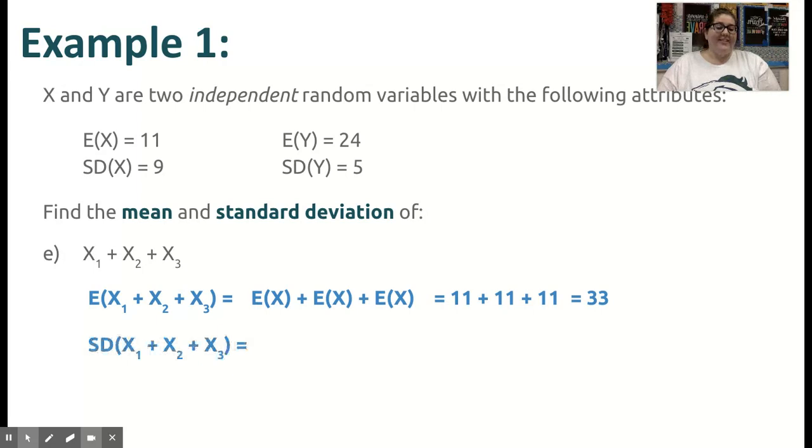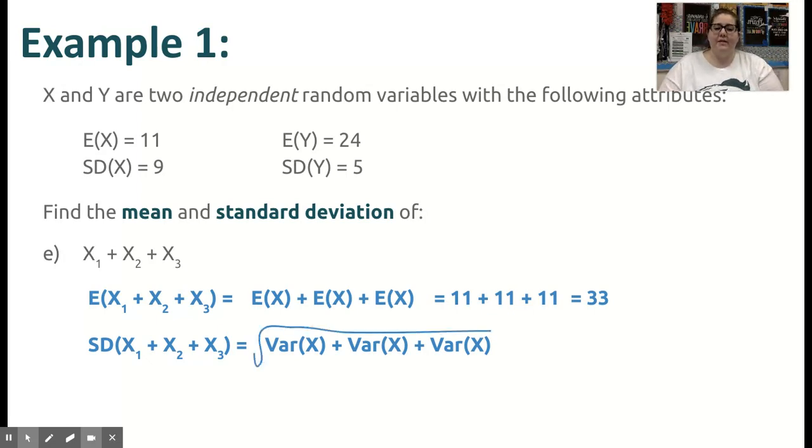But with standard deviation, it's a little different. If I was scaling, if I was doing 3x, then I could just multiply my standard deviation by that same constant. But because I'm treating this with the combination rule, I can't just add standard deviations, I have to add variances and then square root it. So it turns into what we did in the last couple of examples. I can add the variances 3 times, variance of x plus variance of x plus variance of x, and then square root it to get the standard deviation. So 9 squared plus 9 squared plus 9 squared, square rooted. It's the square root of 243, which is 15.6.